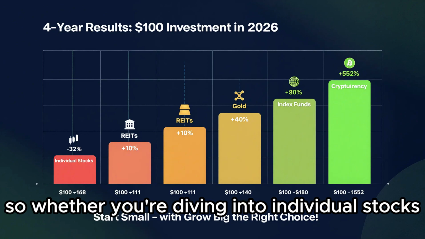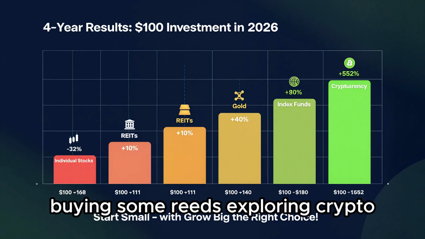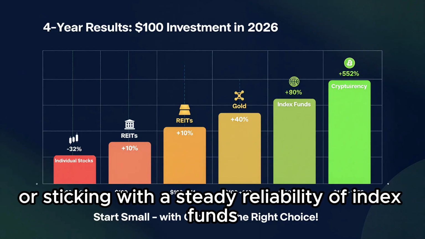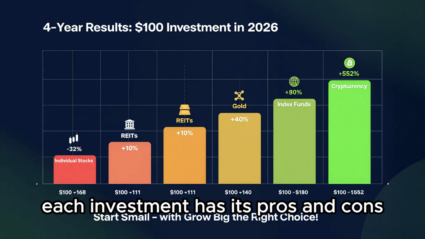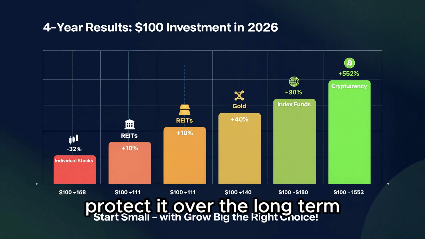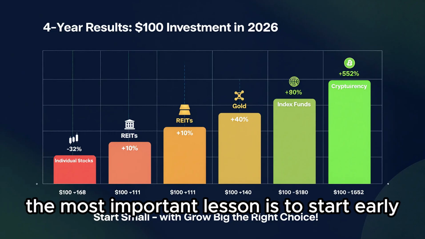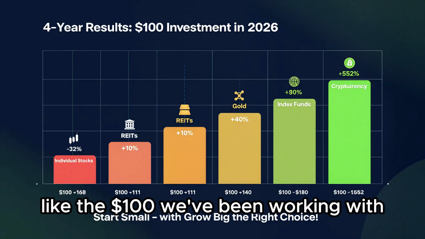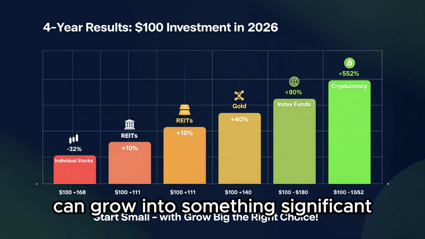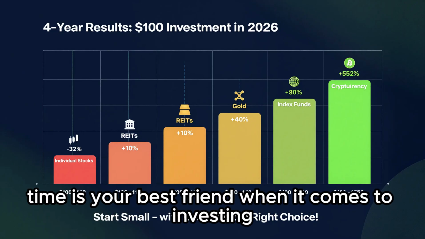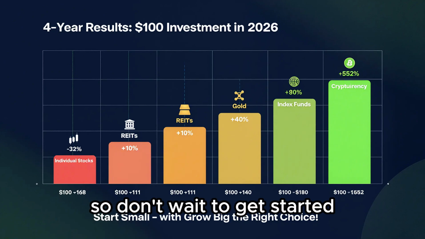So whether you're diving into individual stocks, buying some REITs, exploring crypto, getting into gold, or sticking with the steady reliability of index funds, each investment has its pros and cons. Some are better for growing your wealth quickly, while others are designed to protect it over the long term. The most important lesson is to start early. Even small amounts like the $100 we've been working with can grow into something significant thanks to the power of compounding. Time is your best friend when it comes to investing, so don't wait to get started.